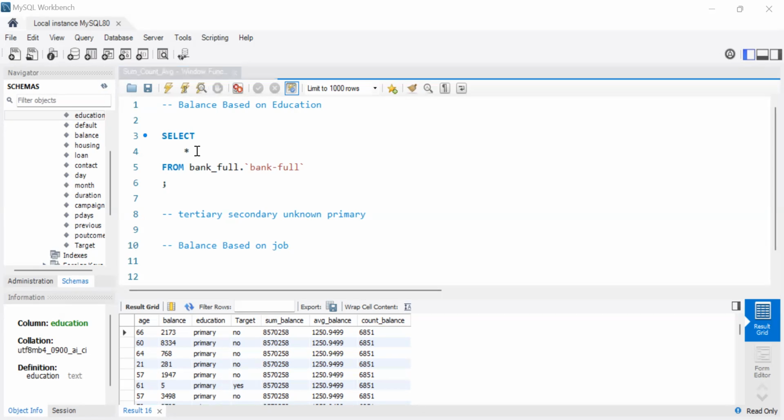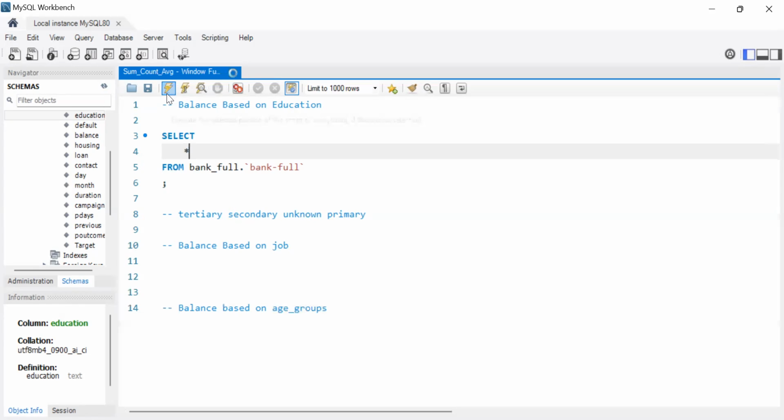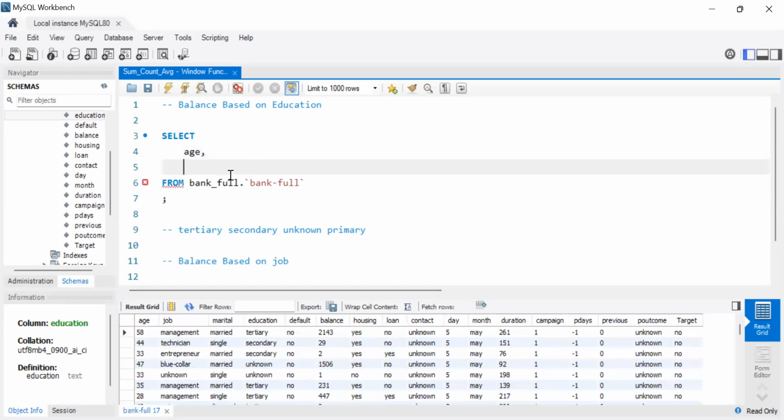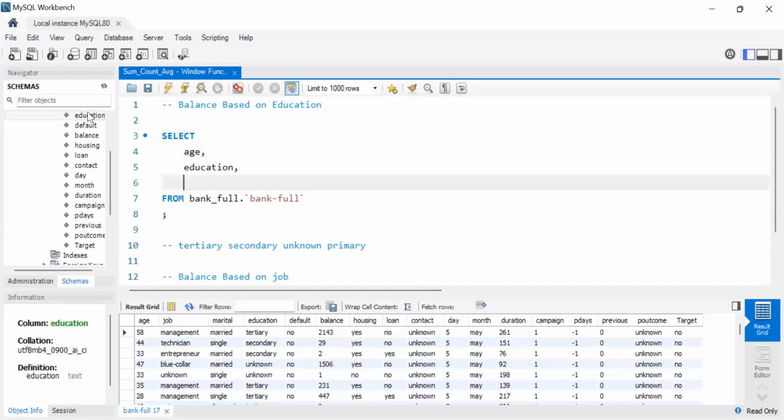So, what are we interested in? Let me just run this. Okay, so let's use age. I'm going to be using age as my unique identifier. So if I say person 58, just know I'm referring to this person here, person 54 and whatnot. For the purposes of this tutorial, it won't be confusing, I promise you. So we want education and we want this person's balance here.